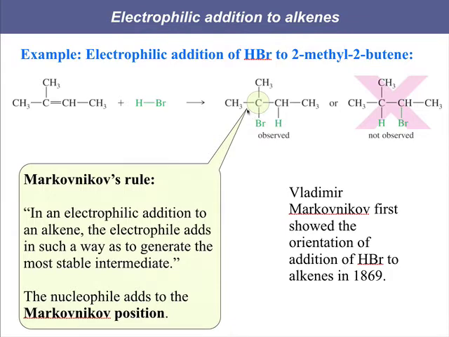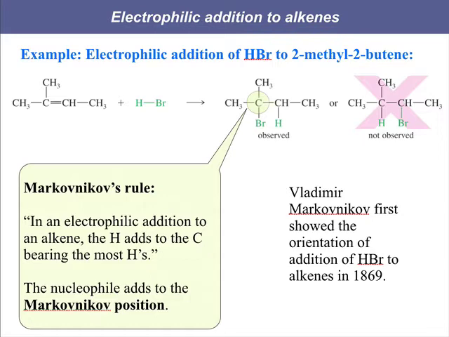The same way that Alexander Zaitsev did hundreds of elimination reactions to generalize his rule, to figure out the trend, Markovnikov did the same thing. He did a bunch of different reactions involving addition to alkenes, and he showed the orientation of HBr to alkenes in 1869. Another way to write Markovnikov's rule says that in an electrophilic addition to an alkene, the H adds to the carbon bearing the most H's. The H adds to the carbon bearing the most hydrogens.